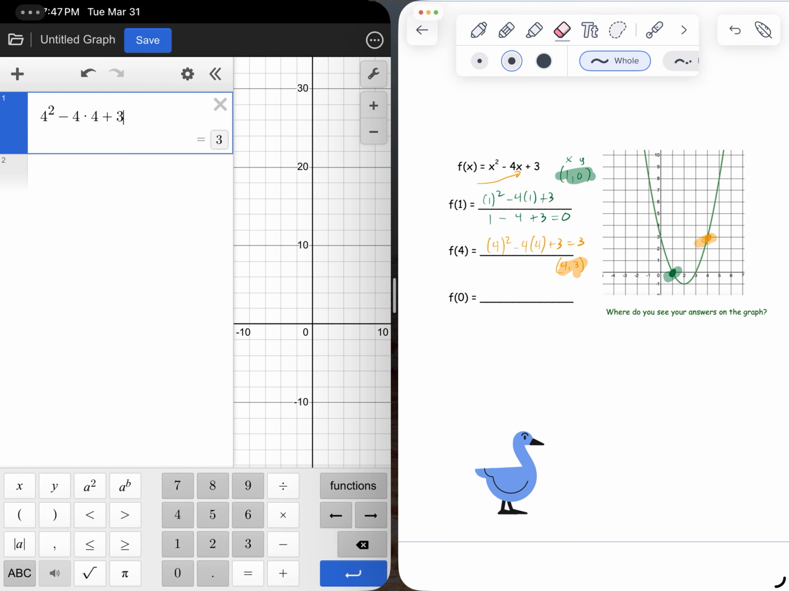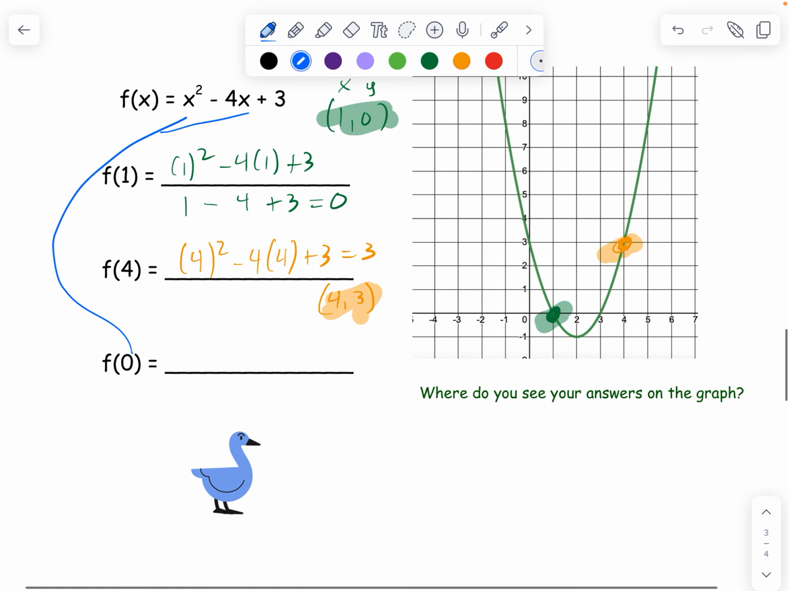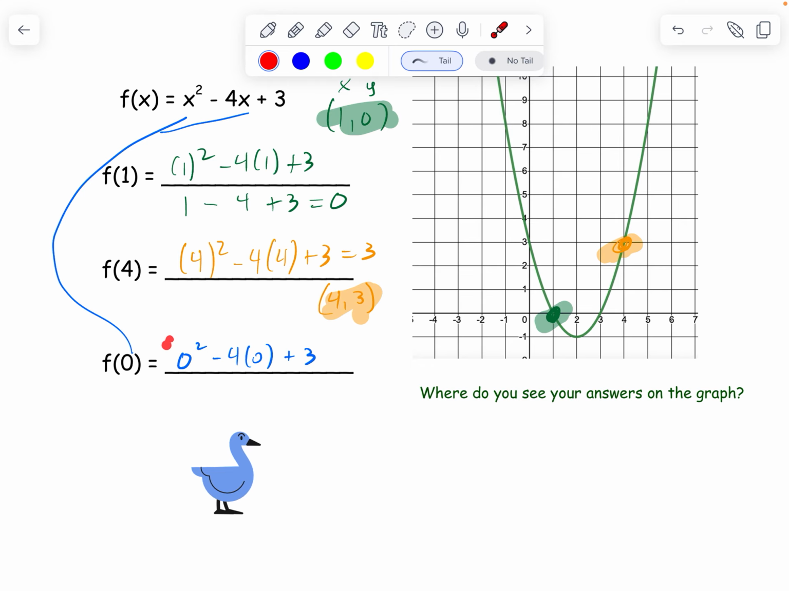And the last one, the third one, we will evaluate by putting a 0 in. Let's just use blue. Put a 0 there and there. Well, it's pretty nice actually, because putting in a 0, a lot of it is just going to fall away. That's just 0, so that's gone. And the answer is simply going to be 3. So plugging in a 0, I get a 3.